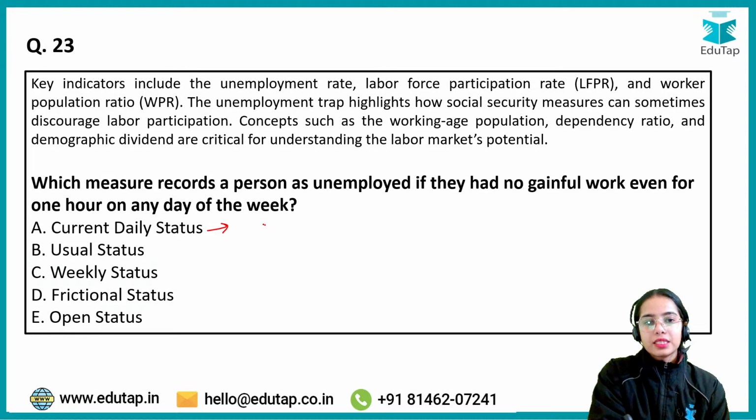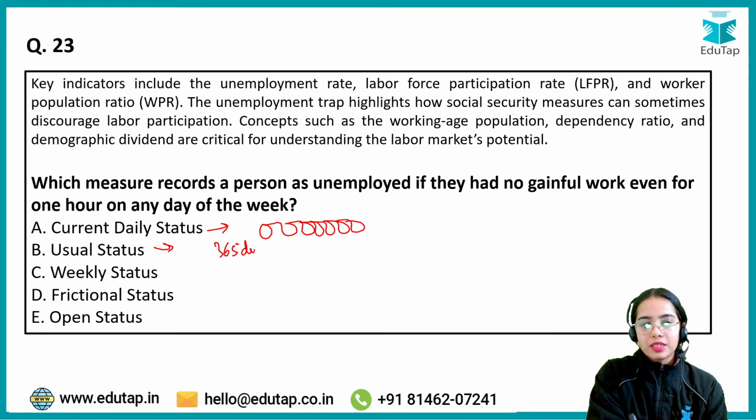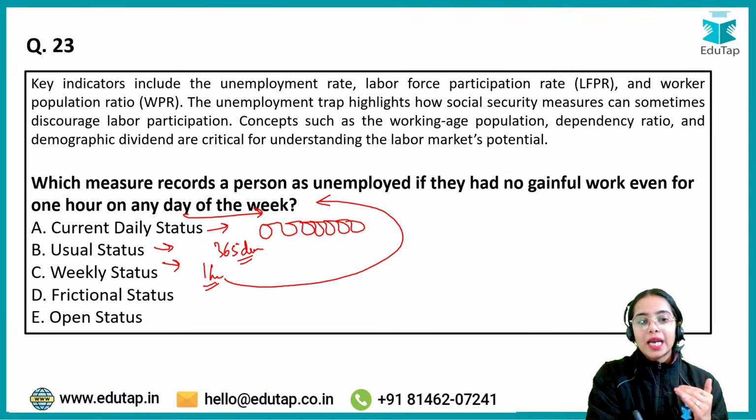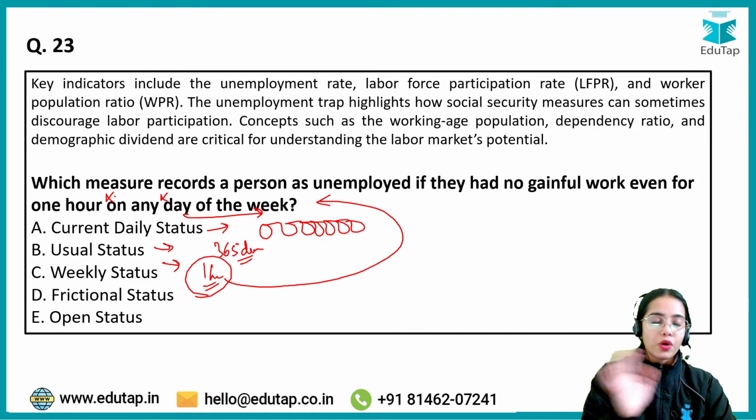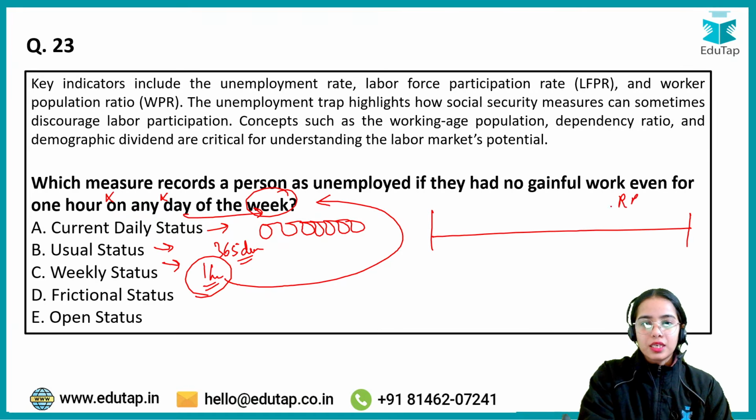Okay, so current daily status sees the status on a daily basis. Usual status sees the status for a long period of time, for 1 year, for 365 days. And weekly status sees the status for the week, and if the person got work for even 1 day, for even 1 hour, the person is said to be employed for the whole of the week. And if the person has not got work for even 1 day, even for 1 hour on any day, the person is said to be unemployed for the whole of the week. So the reference period is taken as 1 week. This comes under weekly status.